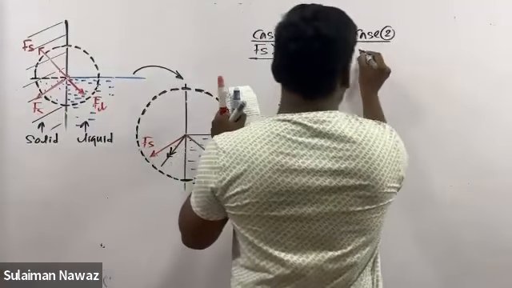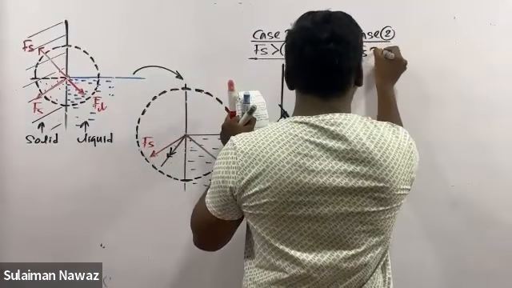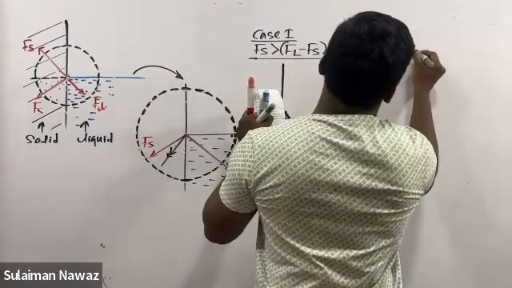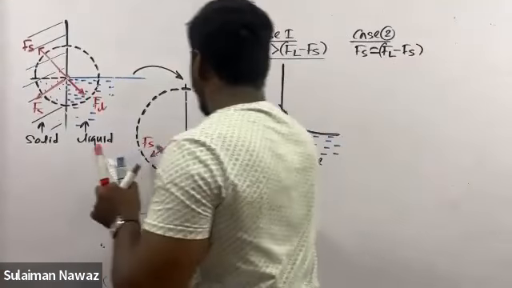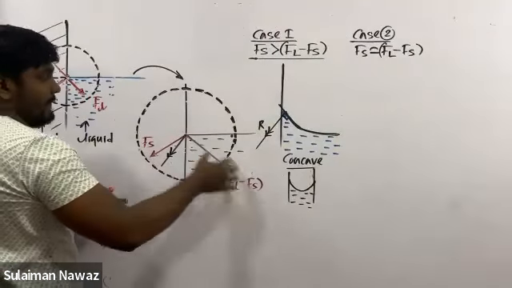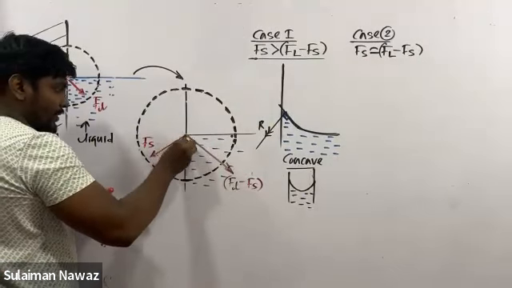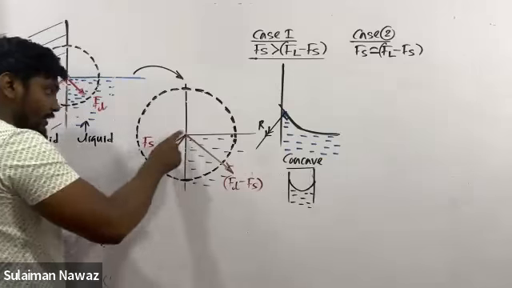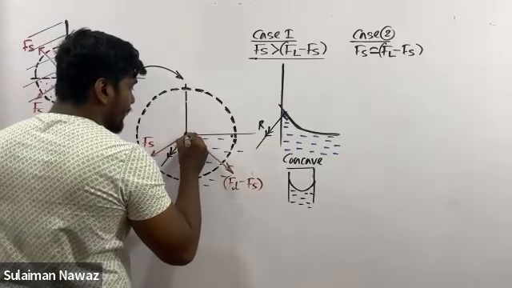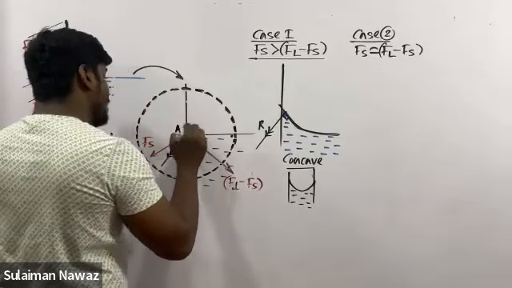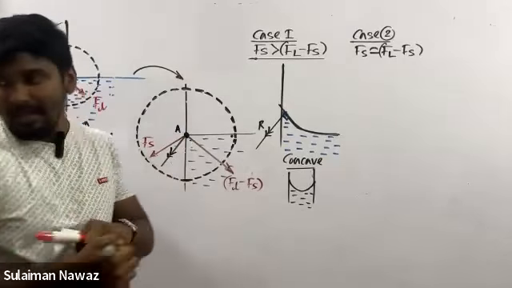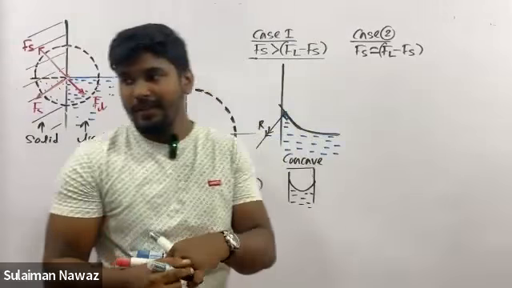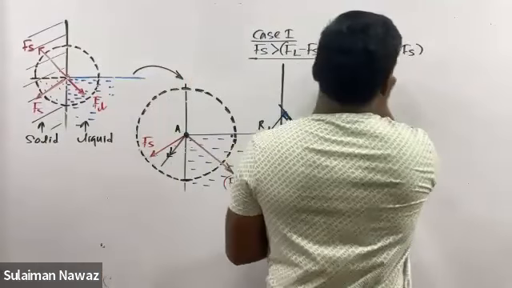What would happen if Fs exactly equals FL minus Fs? Fs vector and FL minus Fs vector both being equal, what is the direction of the resultant force? Vertical downwards. The direction of the resultant force acting on this particle A is the vertical down direction. In that case, how would the liquid surface be arranged? If I draw it.